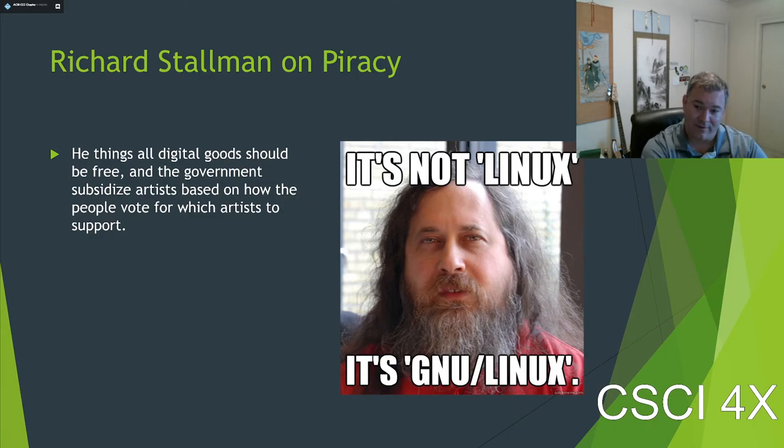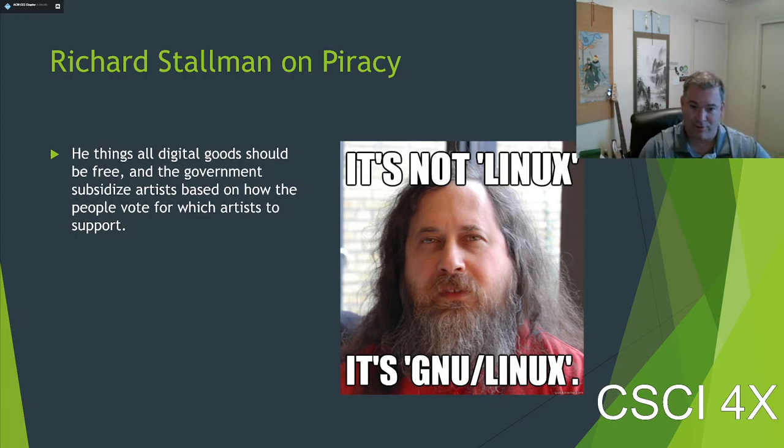And so Stallman's like, yeah, that's a problem. You want people to get paid for their efforts. If you put in your time and effort making a song, it shouldn't be free, or rather, you should get paid for it. And so what he felt would be a good solution would be for the government to put together a giant pot of money, right?